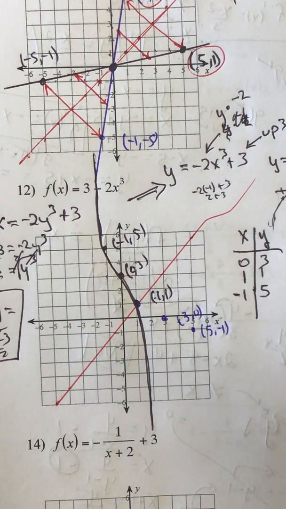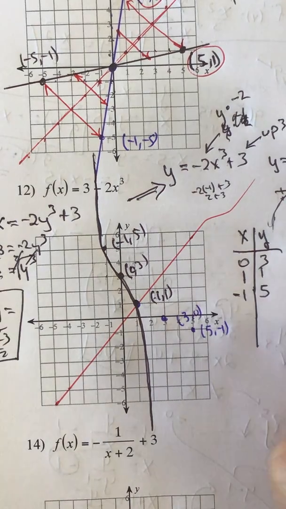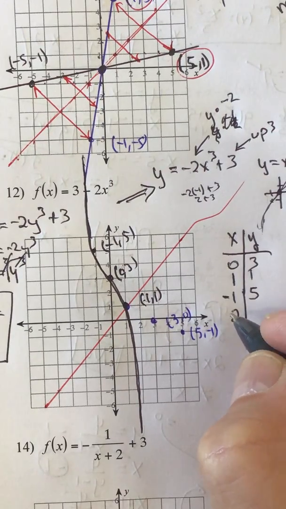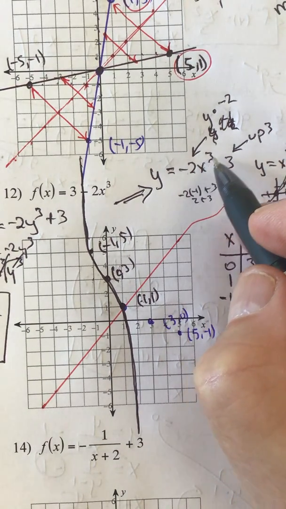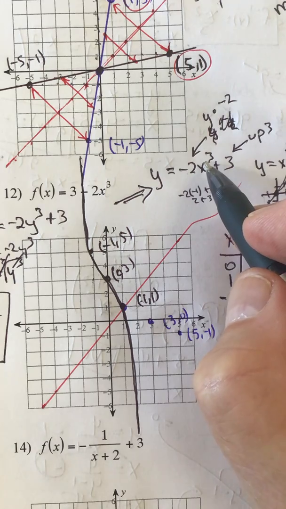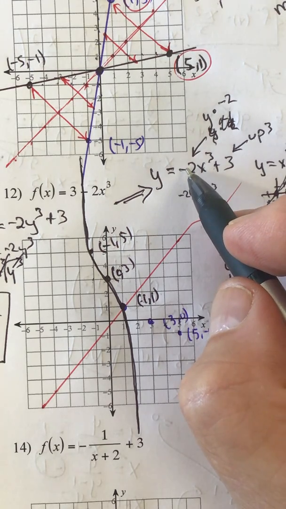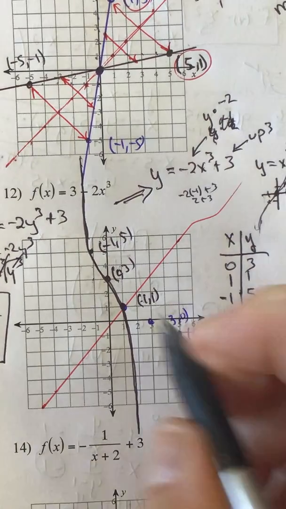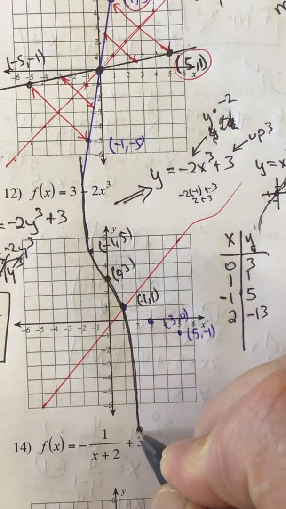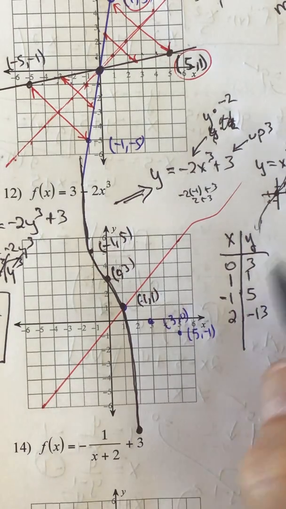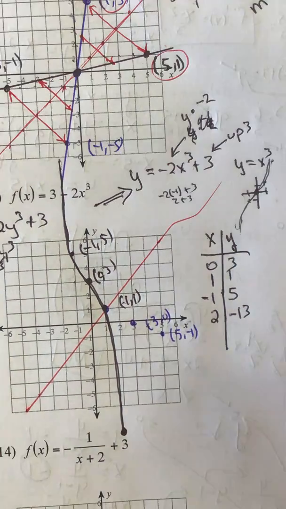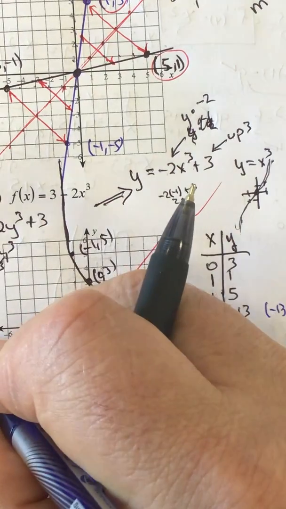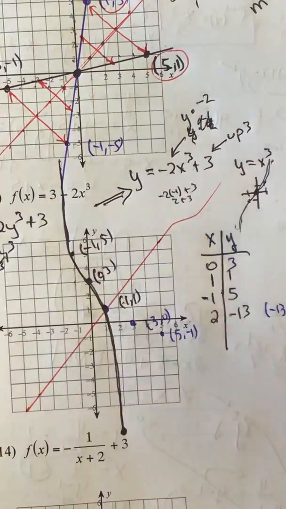Now, can we figure out what any of that is? I don't think I can quite yet, so I'm going to get one more point over here on this table at 2. I'm going to plug a 2 in there. 2 to the third is 8 times negative 2 is negative 16. Negative 16 plus 3 is negative 13. So at 2, it was really down here at negative 13. So the blue one is going to be negative 13, 2.